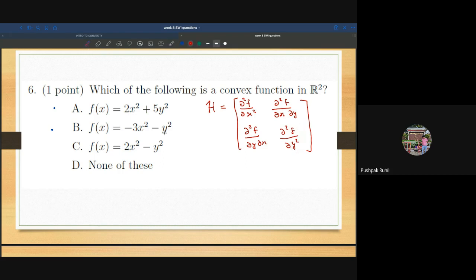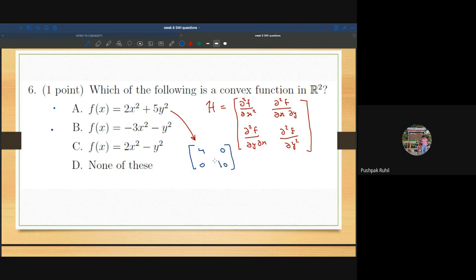So if we do that for the first question, okay, let's talk about this. When you differentiate this function twice with respect to x, first time you're gonna get 4x and then you will get 4. For x and y, because x and y are not together, you will get 0. Here as well you will get 0, and then with respect to y you will differentiate it twice, so for the first differentiation you will get 10y and then it would be 10.